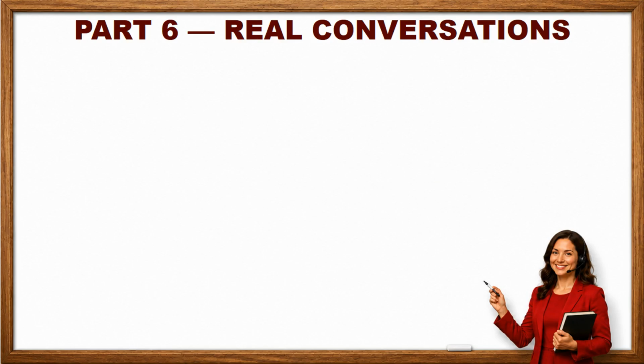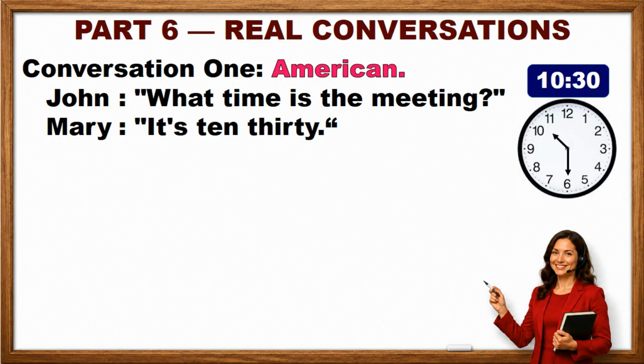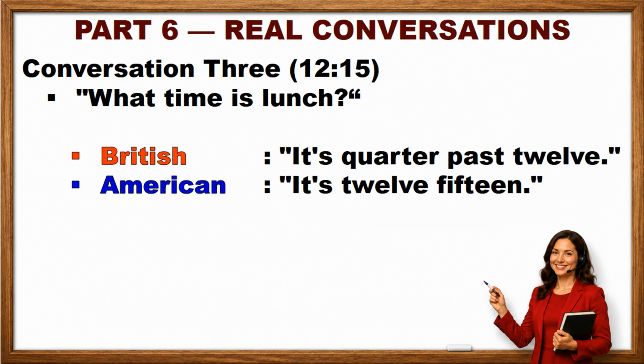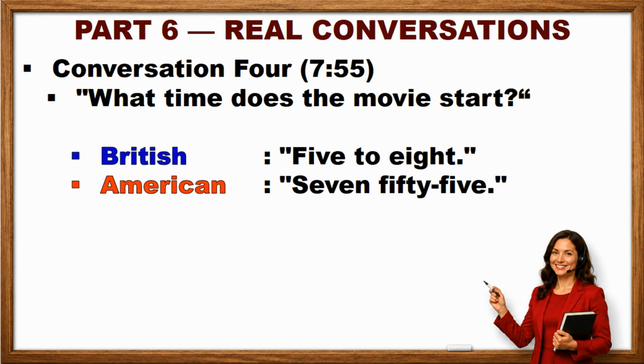Part 6. Real conversations. Conversation 1, American. John: What time is the meeting? Mary: It's 10:30. Conversation 2, British. John: What time is the meeting? Mary: It's half past 10. Same meaning. Conversation 3, 12:15. What time is lunch? British. It's quarter past 12. American. It's 12:15. Conversation 4, 7:55. What time does the movie start? British, 5 to 8. American, 7:55.